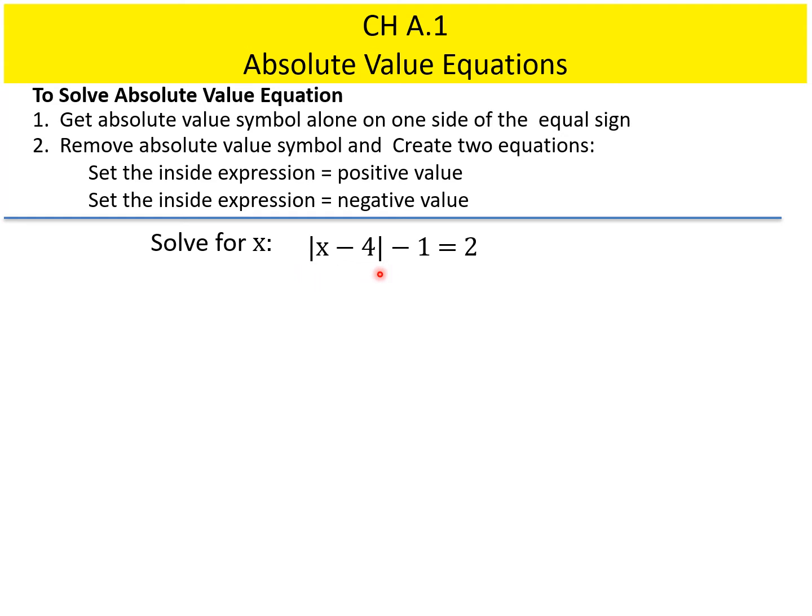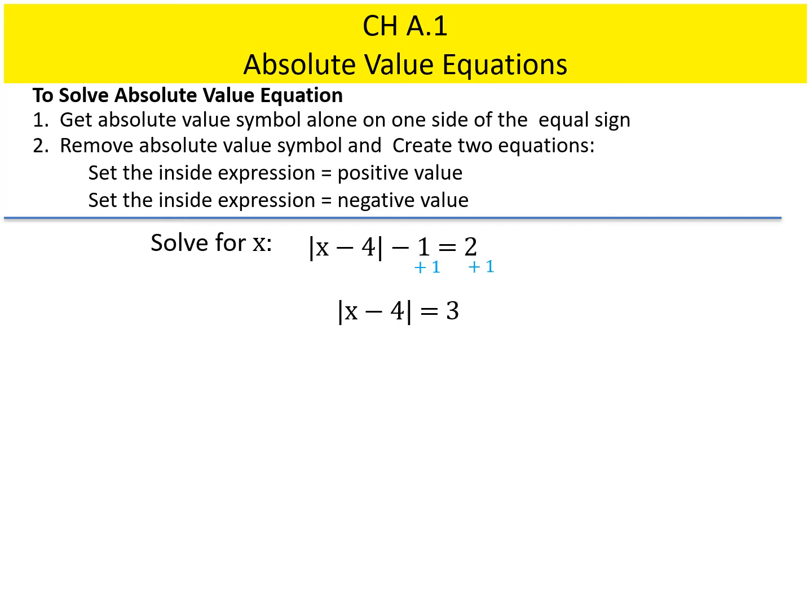So what we're going to do for the first step is get the actual symbol alone on one side of the equal sign. To do that, we're going to go ahead and add 1 to both sides of the equal sign. And we're going to get the absolute value symbol now alone.